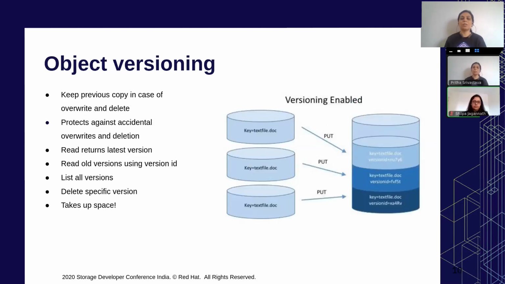Object versioning. This feature allows us to maintain multiple versions of the same object in the system. And this helps in case of overwrites as well as deletes. And it protects against any kind of accidental overwrites or deletes that a user may perform. When we try to read back the object, we always get the latest version. And we can also read as well as delete objects using the version ID in case we want to delete or read an older version.